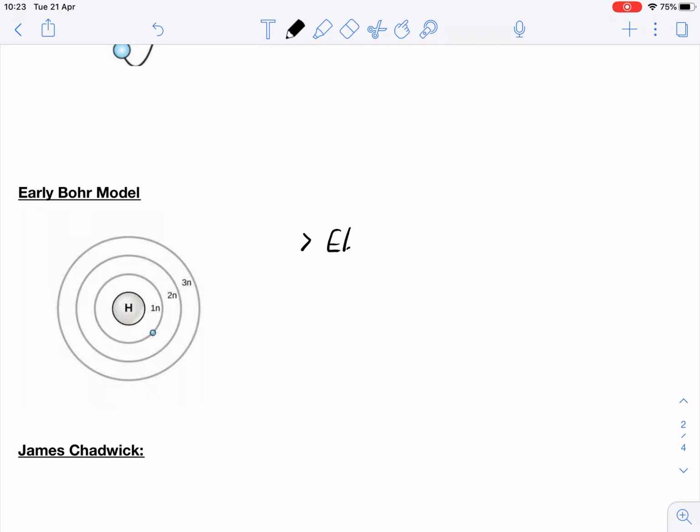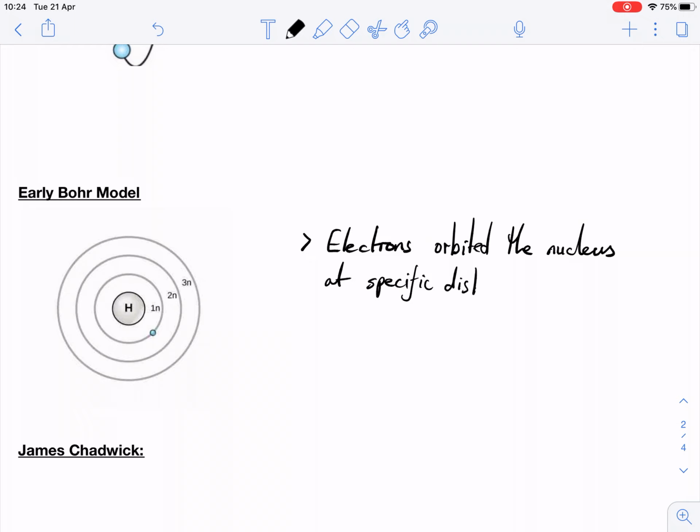So that electrons orbited the nucleus at specific distances, and that was really important. So that was the early Bohr model. Again, as you can see here, we've still got that central nucleus that was known to be a positive nucleus, and then around the outside of that, the electrons orbited at specific distances.